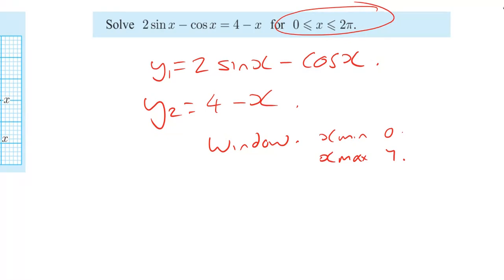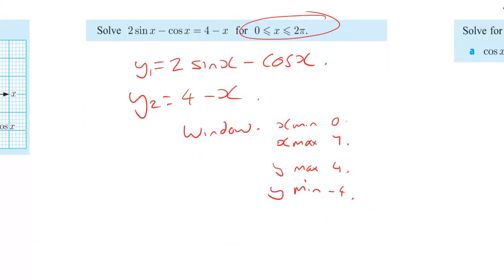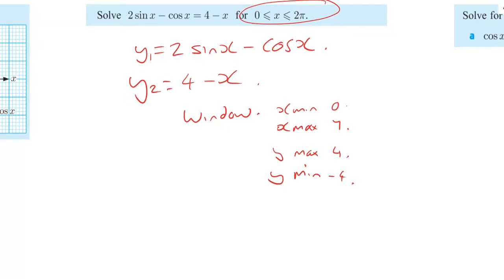Now, this right-hand equation, 4 minus x, indicates to me that my y max is only going to be 4, because it's where it crosses the y-axis, and it's going down. We've got negative gradient. The y min doesn't really matter at this point. Let's just say minus 4. So I would be using logic to say, right, there's my window, there's my intersection.